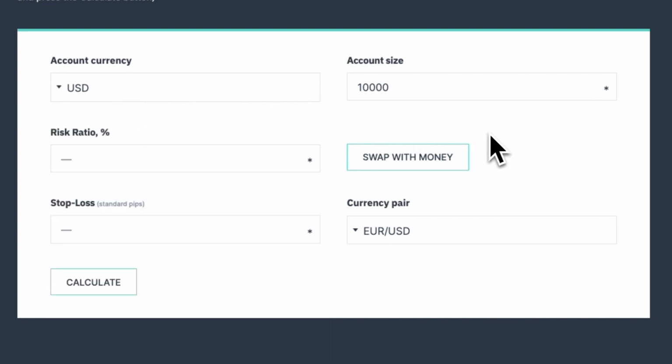Alright, next you need to enter your account size. This is the total amount of money you have in your trading account. For instance, if you have 10,000 in your account, enter, of course, 10,000.